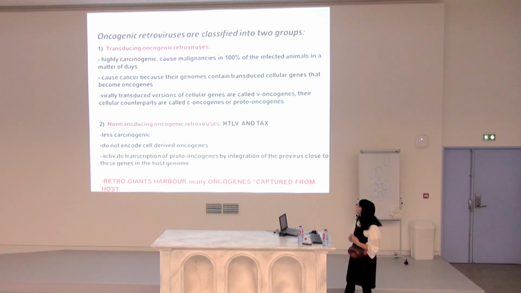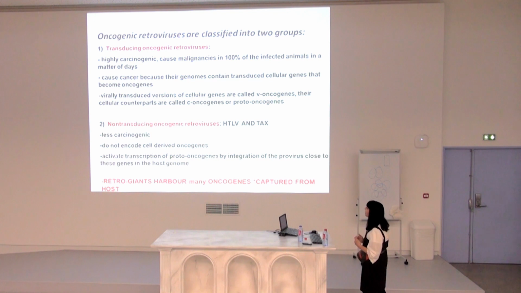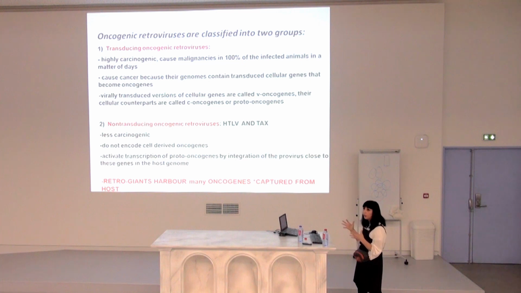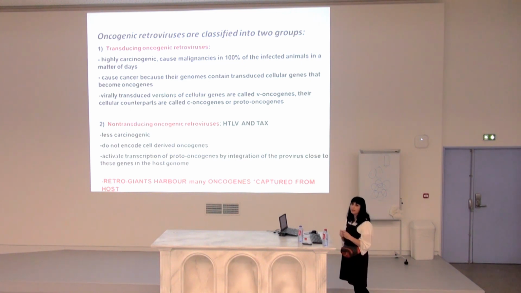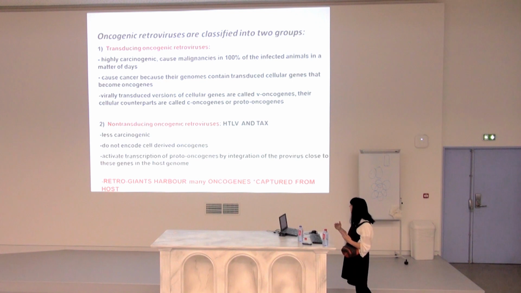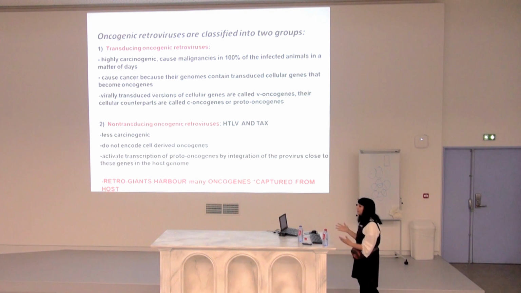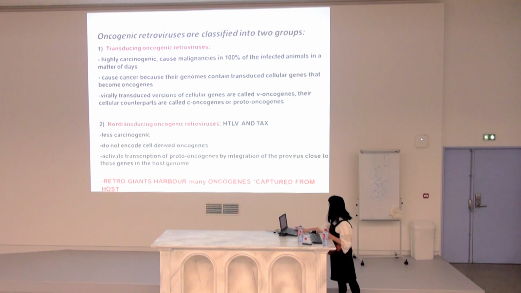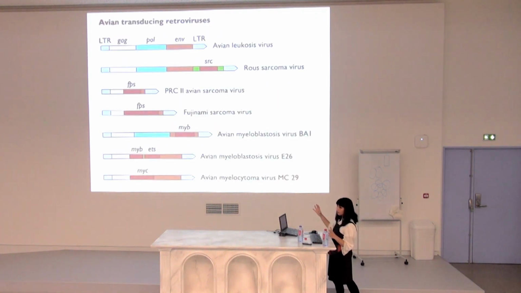So we have transducing oncogenic retroviruses, highly oncogenic, and then even the human T-lymphotropic virus, which so far is the only retrovirus associated with leukemia, is actually very mild. Because yes, TAX is not an oncogene. TAX can bind the NF-κB transcription factors and transactivate something, but it doesn't give cancer. And the retrogiant could be harboring many things. They harbor proteins, they harbor oncogenic proteins. And all of these are oncogenes.